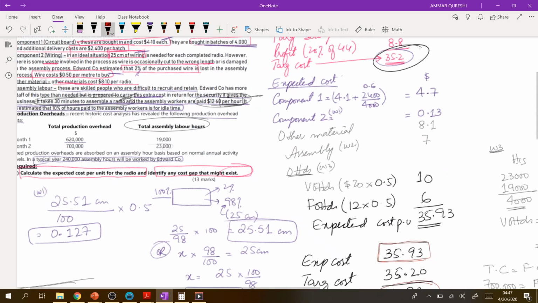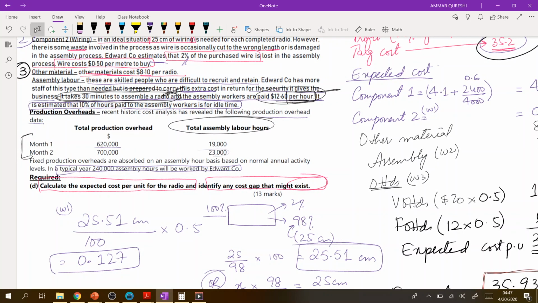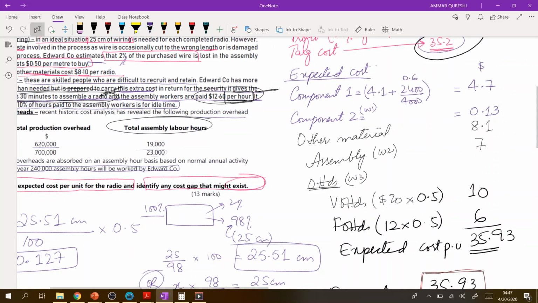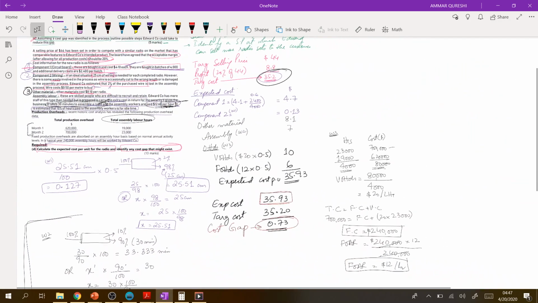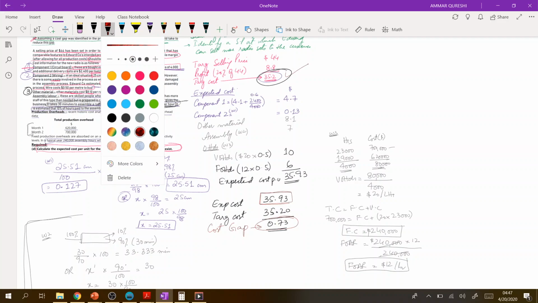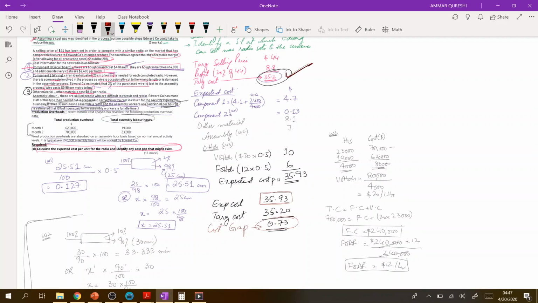So this requirement was of 13 marks. In 13 marks, you were supposed to calculate the targeted cost, right? The targeted cost and component cost and all these costs. So how many things are there? 1, 2, 3, 4, 5, 6, 7, 8. So there were 8 figures which you were supposed to calculate.